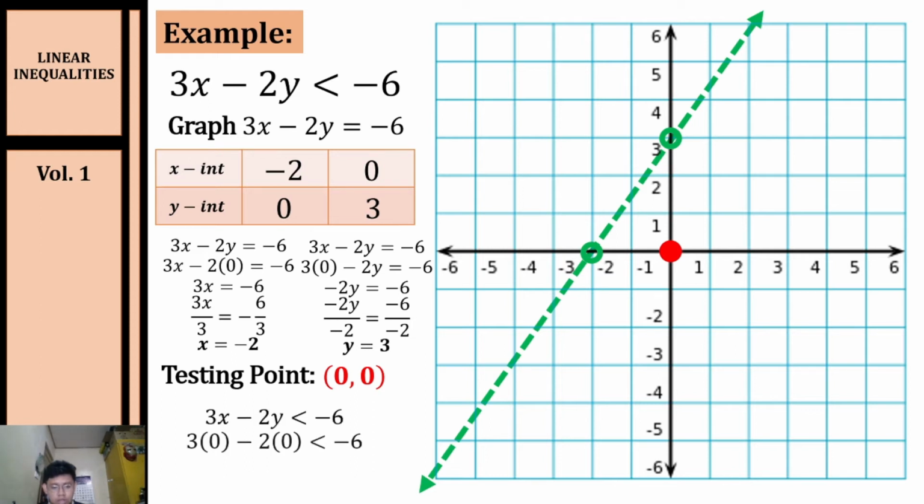So changing the values of x and y, then simplifying, we have 0 is less than negative 6. So it did not satisfy our inequality, therefore we will shade the other side of the graph. So the solution of this inequality will be found in this side of our graph.